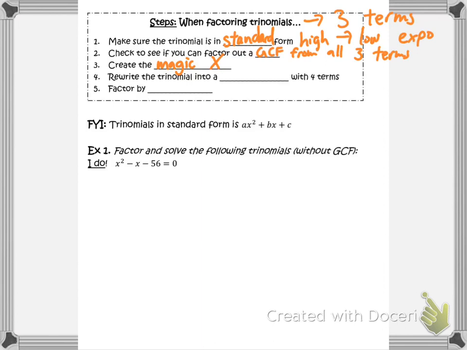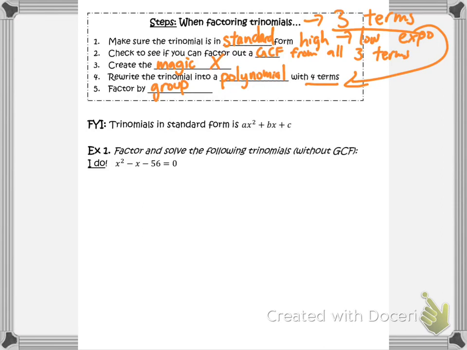So step 4, rewrite the trinomial into a polynomial with 4 terms. So we're starting off with 3 terms, and we're going to rewrite it into 4 terms, because then we can do factor by grouping. This is the most consistent way, but there are faster ways. I'm just showing you guys the most consistent way. You can do it every single time.